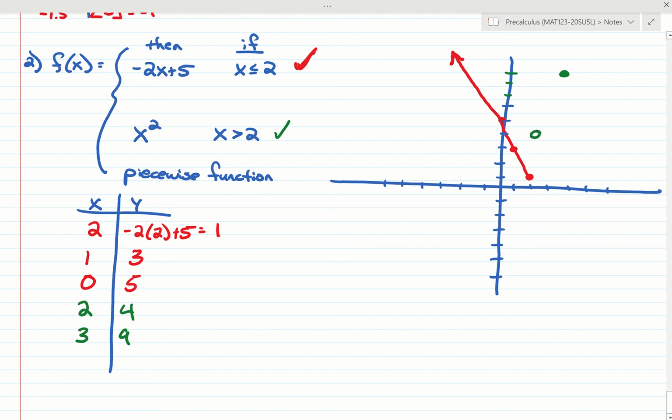And imagine this. The graph of y equals x squared looks like a parabola, like that. But it's only going to look like a parabola from values greater than 2. So that's what the graph would look like. And this would be a little bit more arced. Imagine something like that. And that's going to go up forever because that's what a parabola looks like.